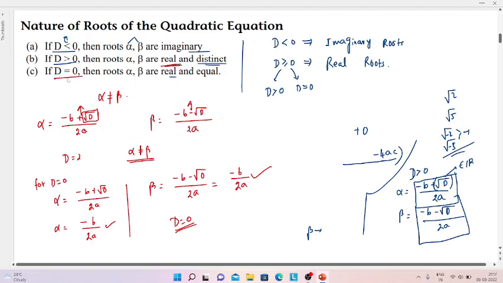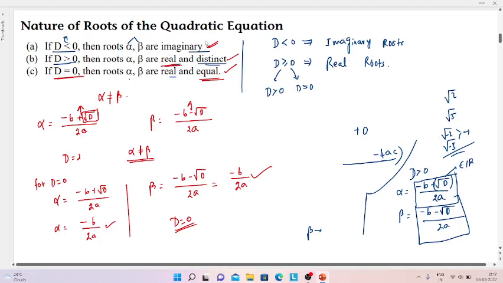So for D equal to 0, alpha and beta are real and equal, but for D greater than 0, alpha and beta are real and distinct, right? This is also a very important part. And for D less than 0, alpha and beta are imaginary, and we'll discuss in further lectures, or in this particular video, why the difference in these imaginary roots will obviously be distinct.